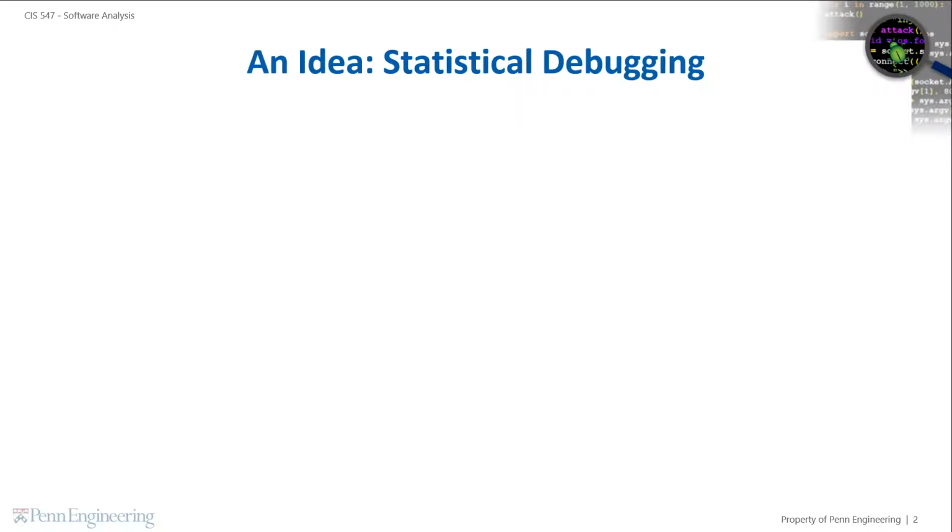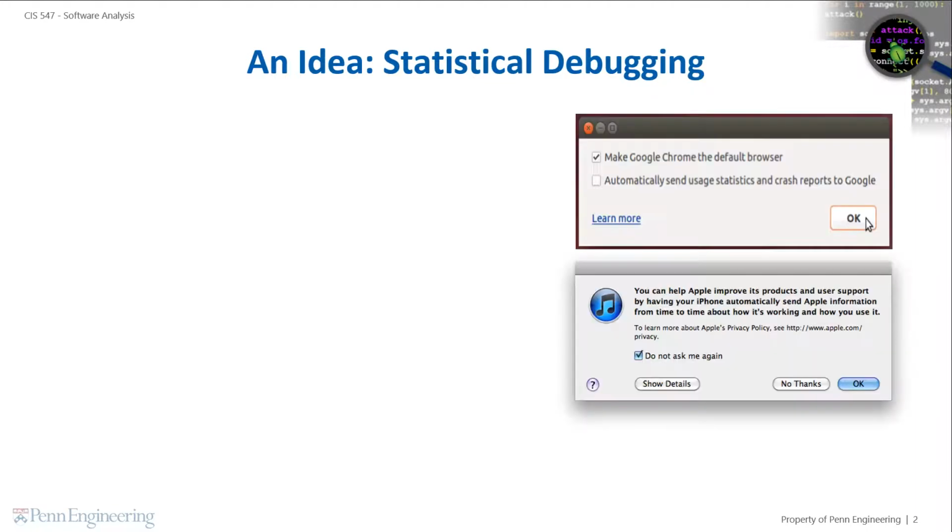Statistical debugging is an idea that is becoming increasingly common in practice to address this problem. When you have installed software such as Chrome or even an operating system such as OS X or Windows, you have likely seen messages like these. Messages asking for your permission to send usage and crash reports to the company developing the software. Reports like these are an essential element of statistical debugging.